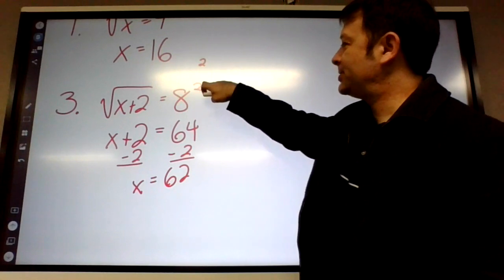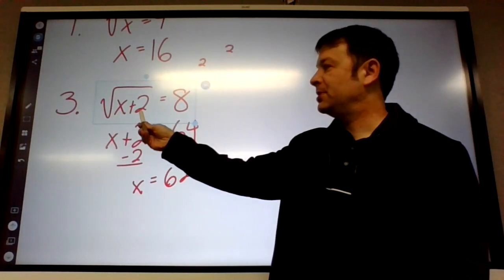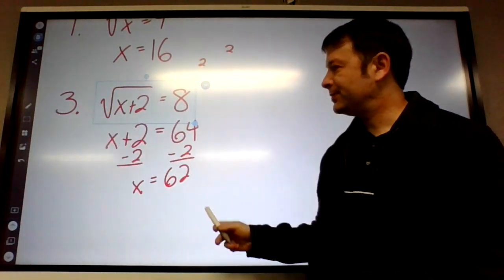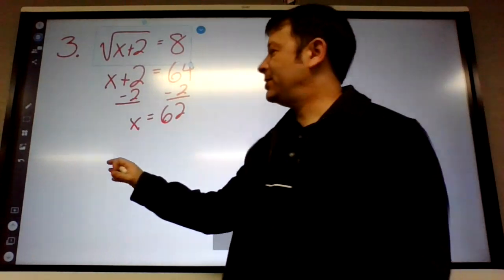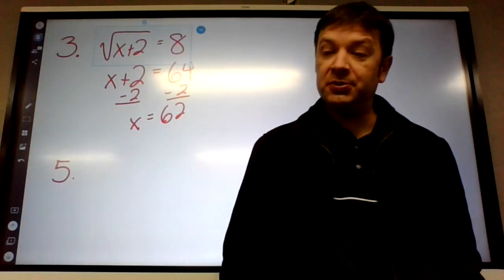Let's plug it back in and make sure it actually works here. If I plug in 62, 62 plus 2, 64. The square root of 64 is 8. Remember I said there will be a couple that don't work. So we need to watch out for the no solutions.